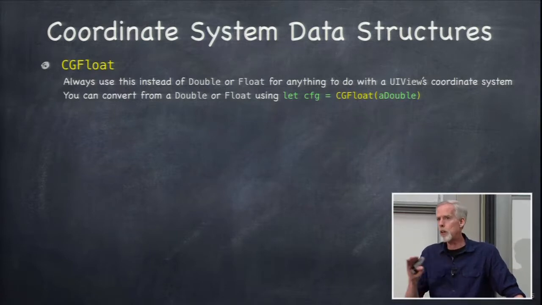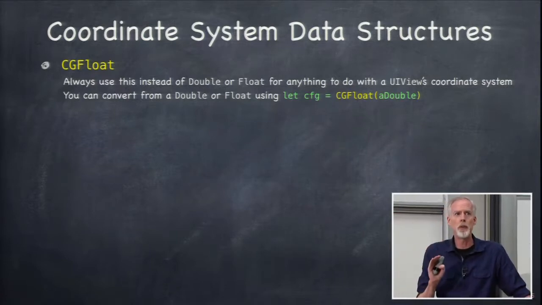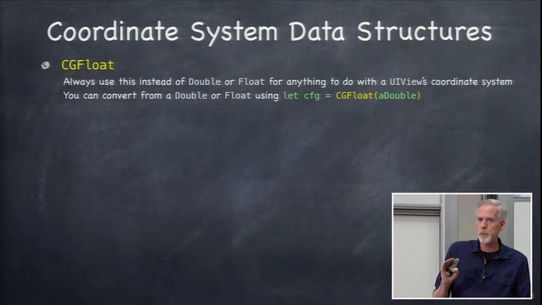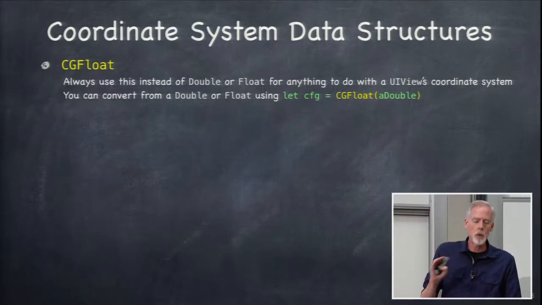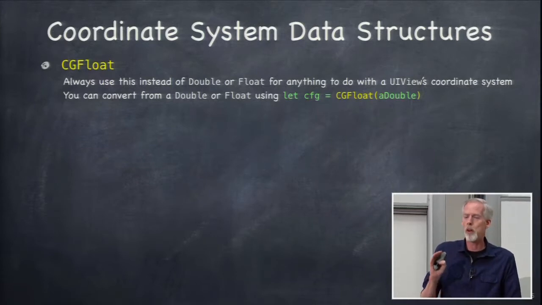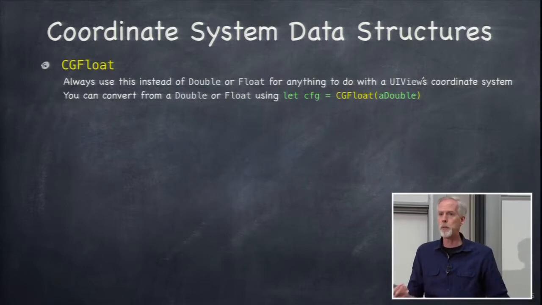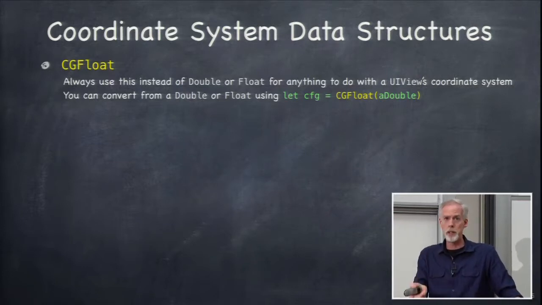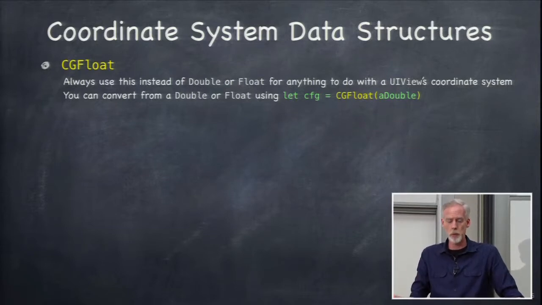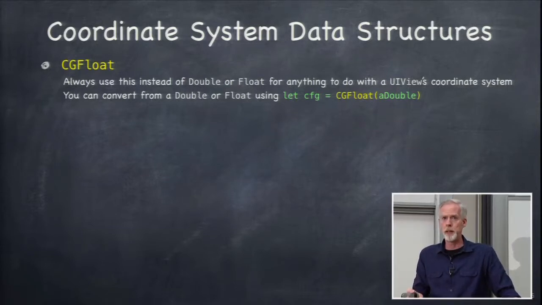First of all, coordinates are going to be CGFloats. CGFloat is a type, a Swift struct, and always use CGFloat when you're drawing or handling events in a view. Do not use Double, do not use Float. If you use those in your homework, you're going to get dinged. Doubles and Floats can be converted to a CGFloat using the initializer, but you always want things to be CGFloats when you're working in the coordinate system.